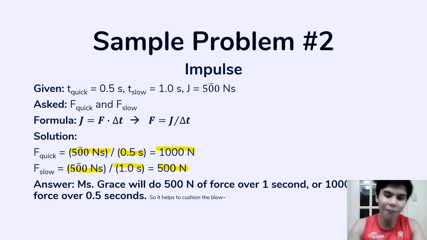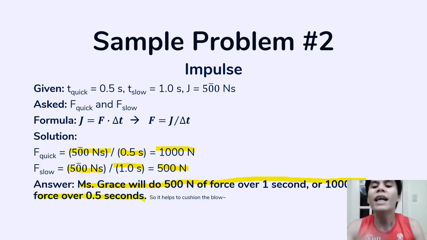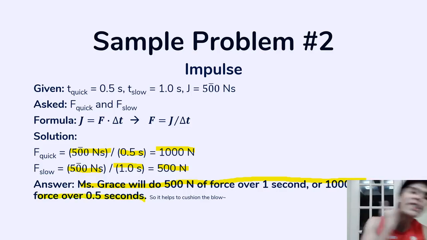Because the quick chop needs to be stopped even with the same amount of impulse. It needs more force for less time. Once again, if you have the same amount of impulse, you need more force if you're exerting it over less time. So our final answer is that Miss Grace will do 500 newtons of force over 1 second or 1,000 newtons of force over 0.5 seconds. So, if you're going to be hit, okay, you make sure that you spread out that force over time, alright?